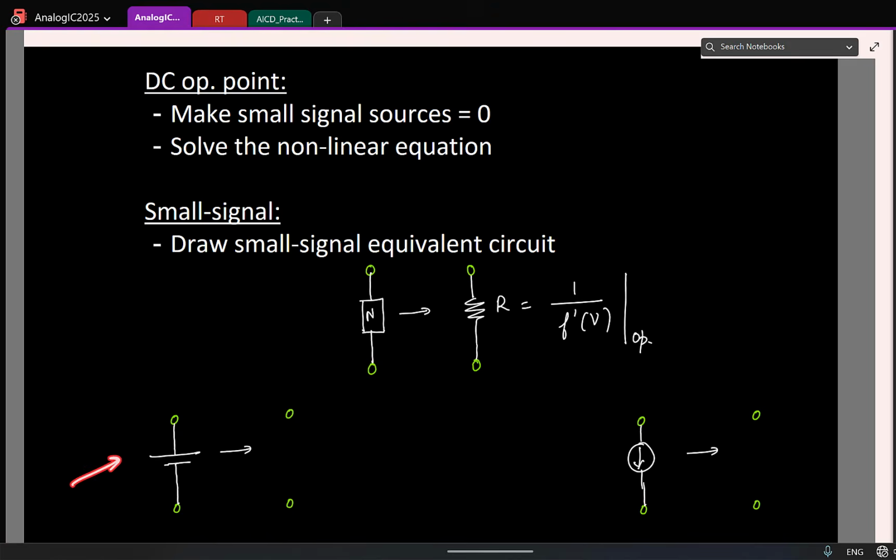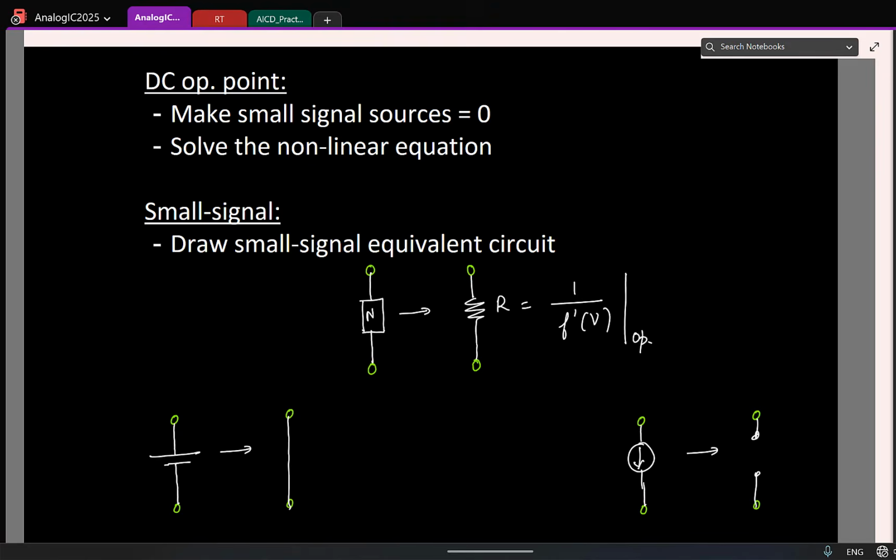Similarly, if I have a DC voltage source, what do you do? You short circuit it, because we are looking at small signals, which means we are looking at changes in the voltages. So if I have a DC voltage source, the voltage is not changing, so there is zero change, so you make it zero. Similarly, if I have a DC current source, the current is made zero, so it's like an open circuit. So that's what you do.